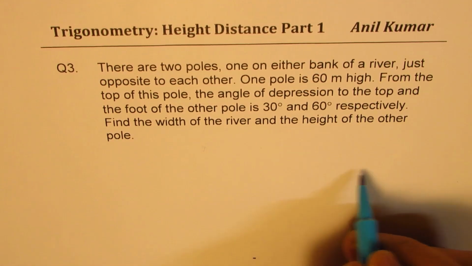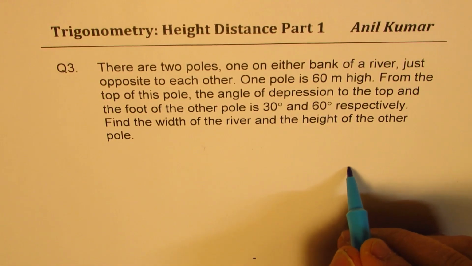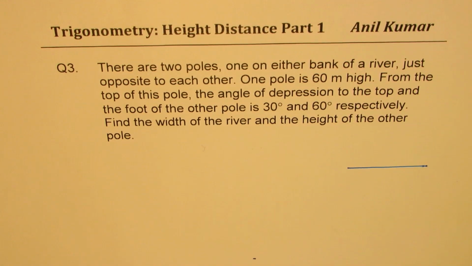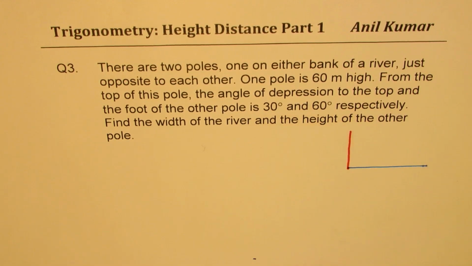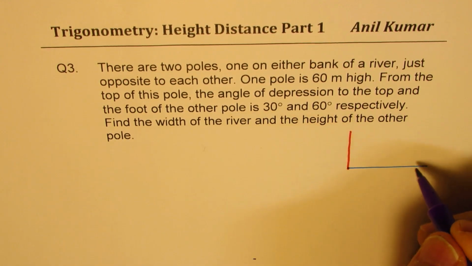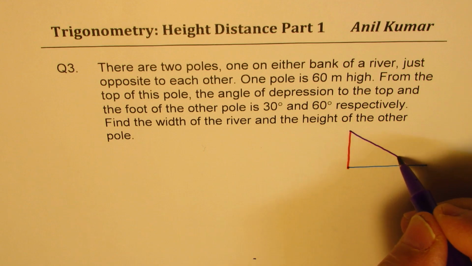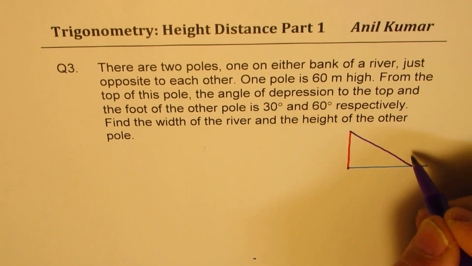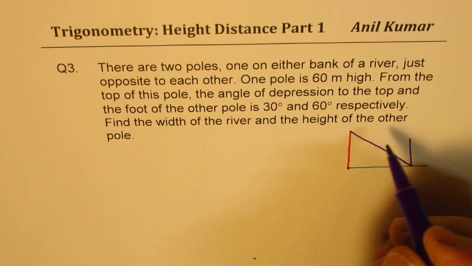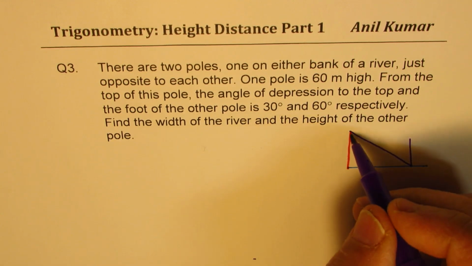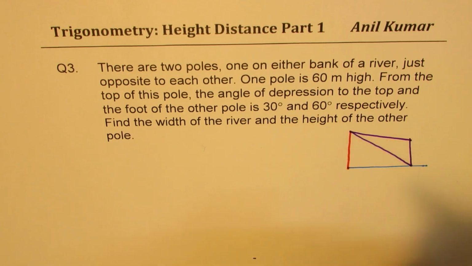So let's sketch. Let's say this is the river in between, and let me sketch the poles. So this is one pole here. The other pole is on the other side. So let me draw a line here. Let's say this is the other pole, and the line of sight is kind of like this.